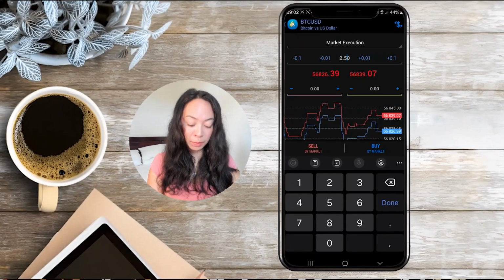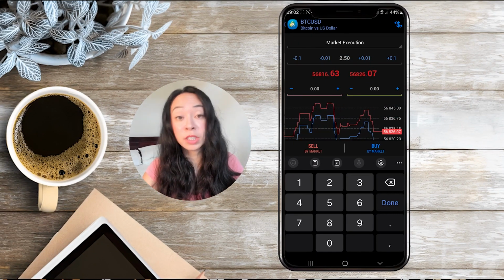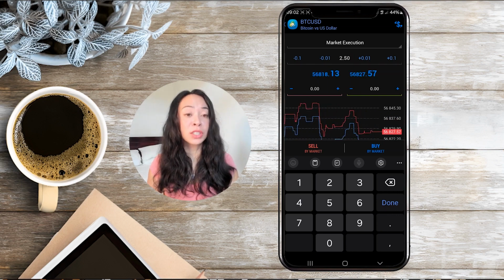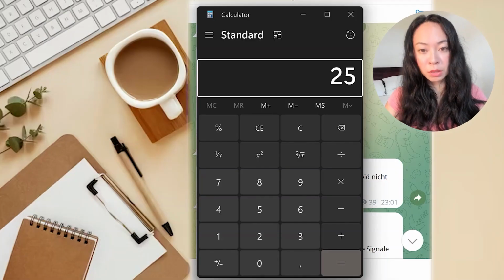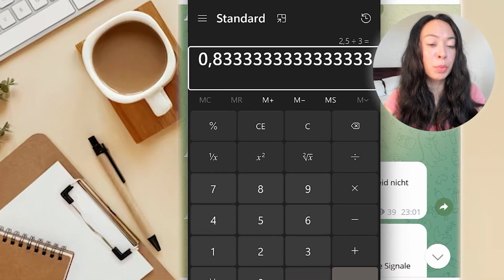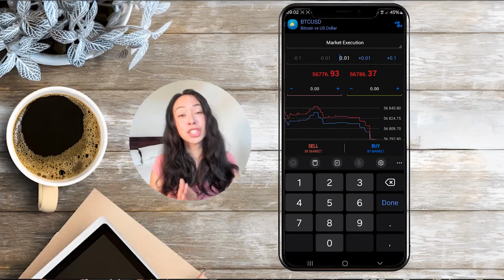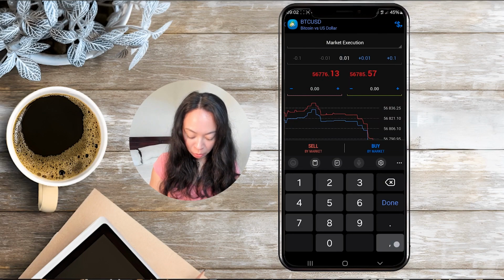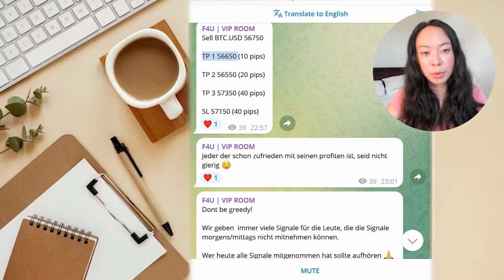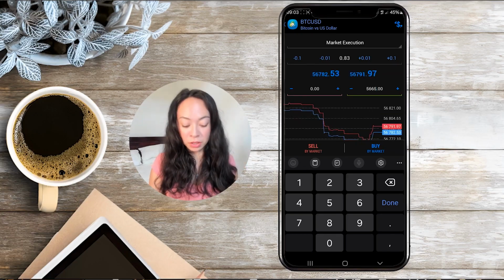If we have only one take profit, then you can go to the app and add here 2.5 as a lot. However, if you have more than one take profit, then you have to divide your lot size by 3. So it would be 2.5 as a lot size divided by 3, which is 0.83 as lot size, which we can actually use. So let's change it quickly in our app. So we make 0.83, and after we add the take profit price, which is 5665, and then also the stop loss price.